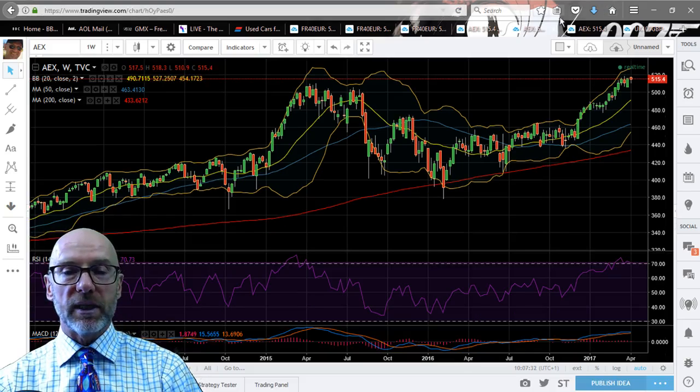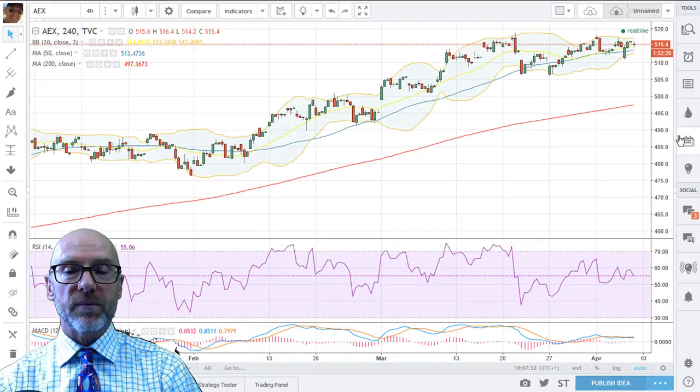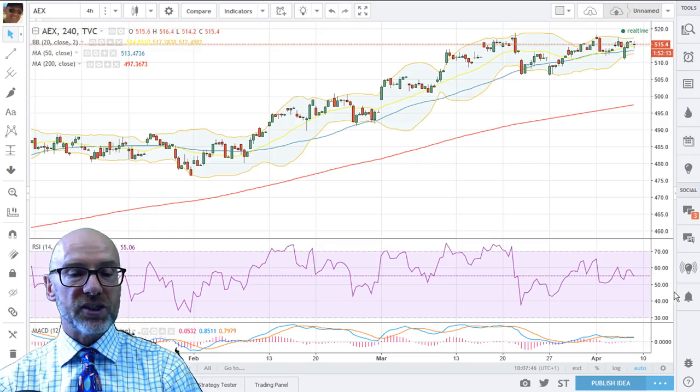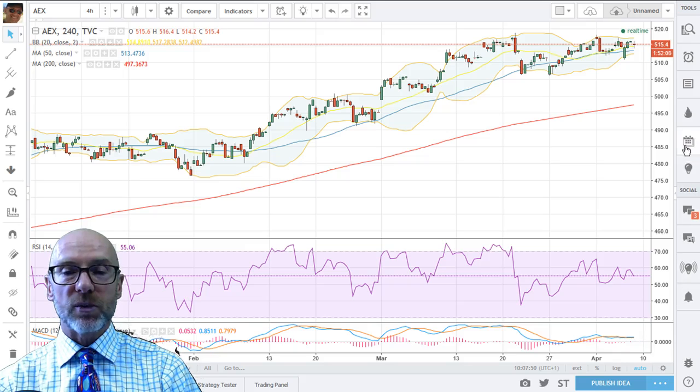And very quickly looking at the 4 hourly, again you can see the 20 average on the 4 hour giving the support, 50 starting to roll, but don't worry about it at this stage. RSI still above 50, maybe in a downtrend, MACD going sideways.